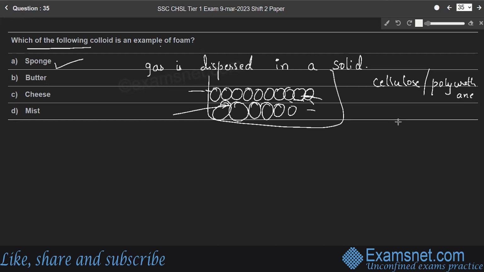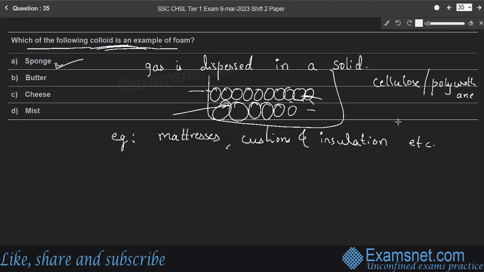An example of a sponge colloid is the polyurethane foam used in mattresses, cushions, and insulation, in which air is dispersed within a solid polyurethane matrix. Therefore, option A, sponge is an example of foam.